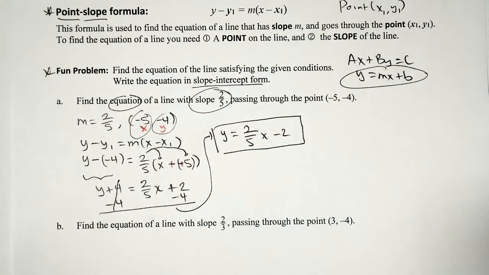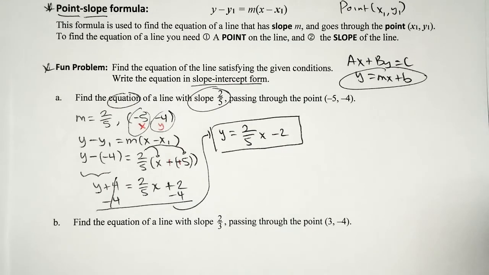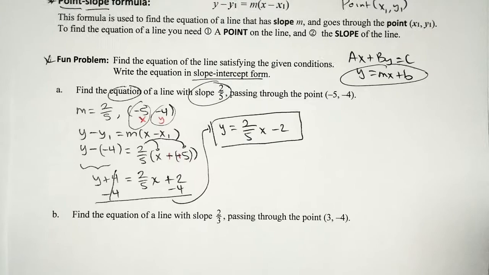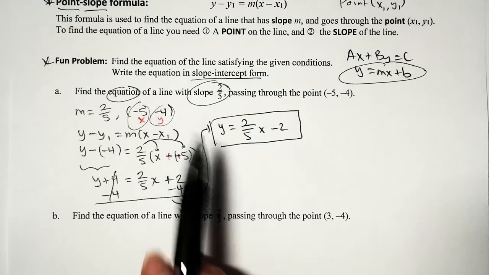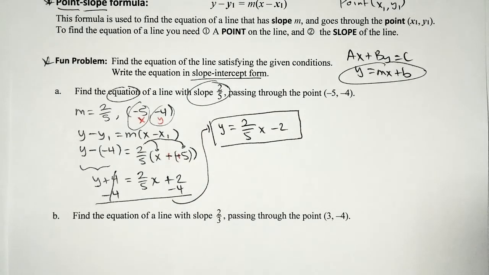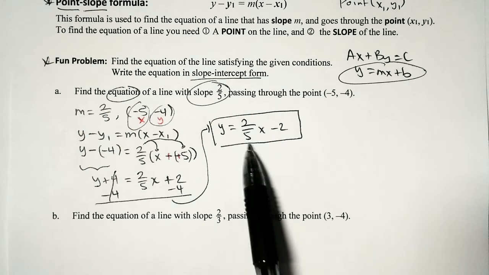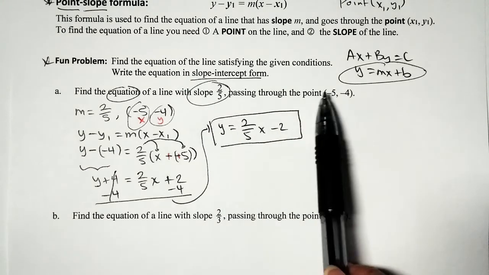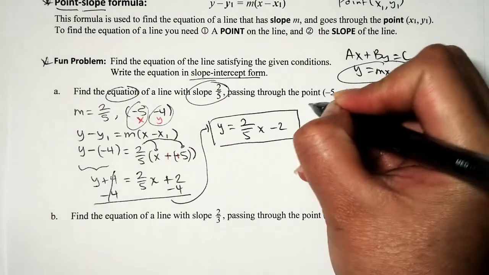So I'm going to go ahead and show you how you can check your answer. First of all, is my equation reasonable? The slope should be 2/5. This is 2/5, so we're good. But there are many equations that have a slope of 2/5, but there's only one equation that has this slope and passes through this point. So we're going to check our answer.